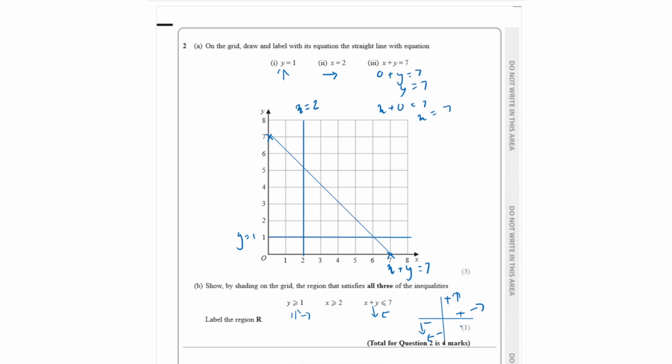So we simply look at the equations. y is equal to 1, but it must be greater than. So we know that it is above this line. So shade on the grid the region that satisfies all three. So I'm just going to shade here for now. So we know that y is greater than or equal to 1.